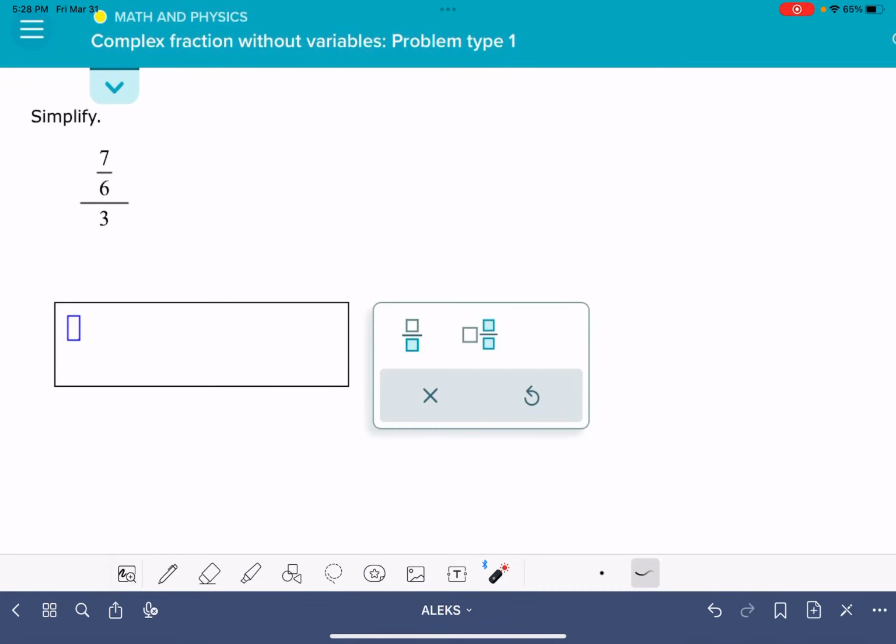In this video, I'll solve the ALEKS problem called Complex Fraction Without Variables, Problem Type 1. This is giving me a fraction within a fraction and asking me to simplify it. My fraction is 7/6 over 3.